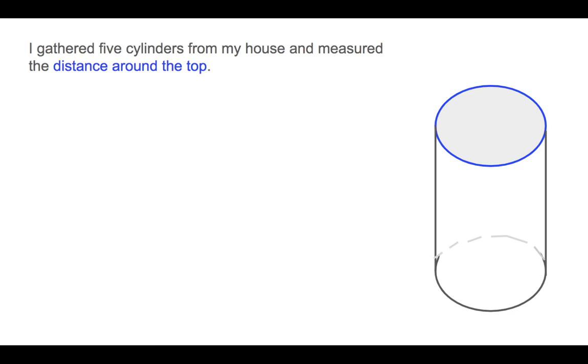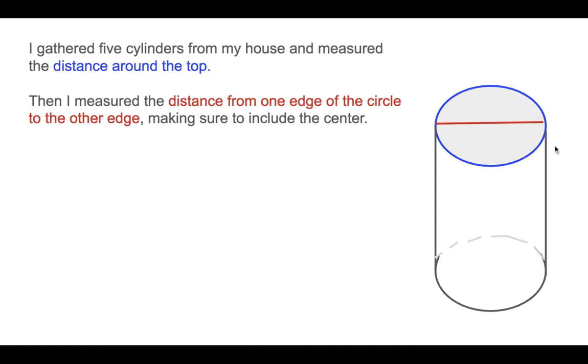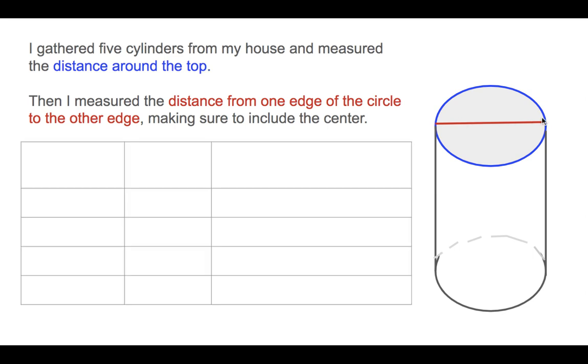So I gathered some cylinders around my house and I measured the distance around the top. You might want to try this as well. Just find 5 different cylinders. When I measured the distance around the top, I also measured the distance across from one side to the other, again, going through the center. That was very important. So again, distance from one edge of the circle to the other edge of the circle.